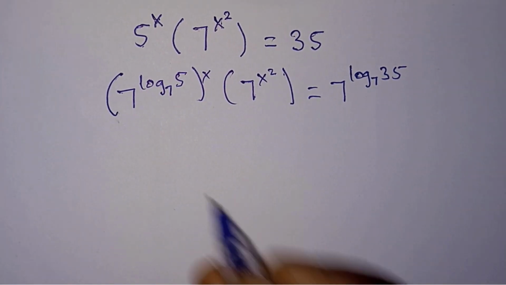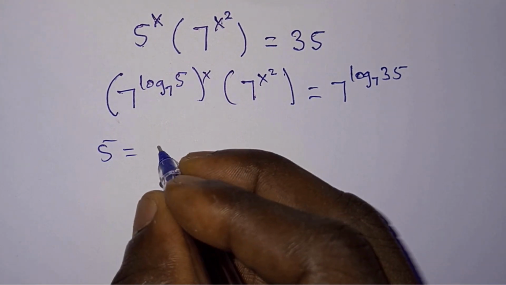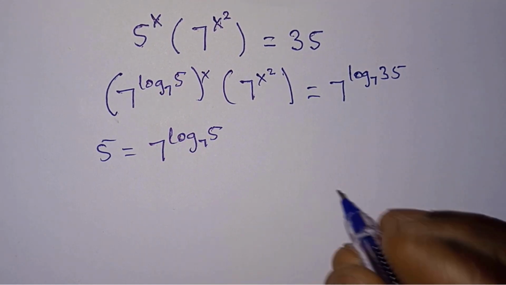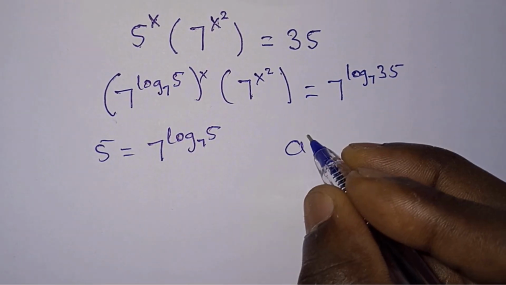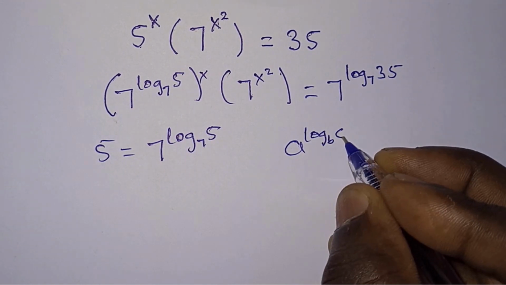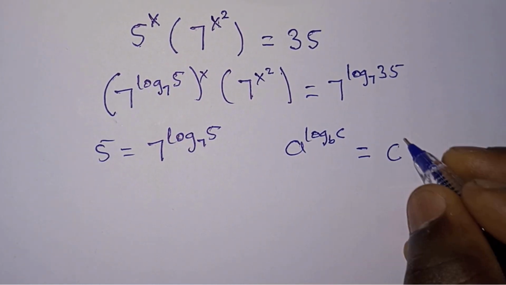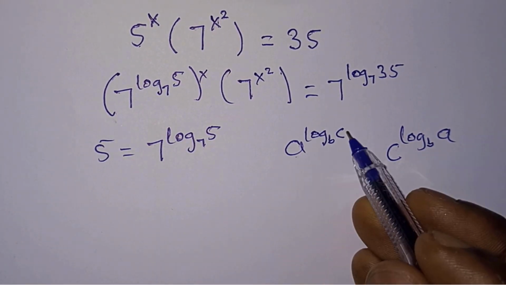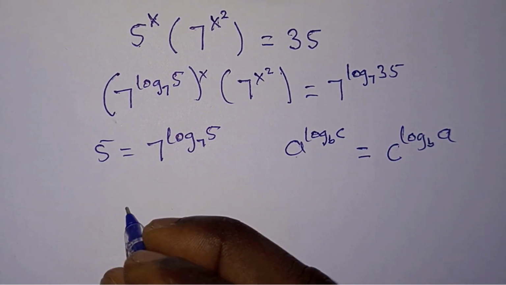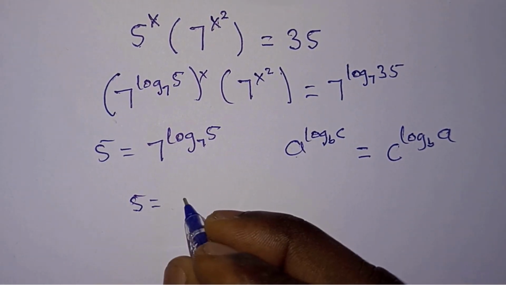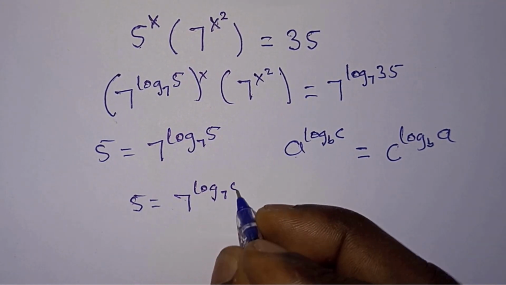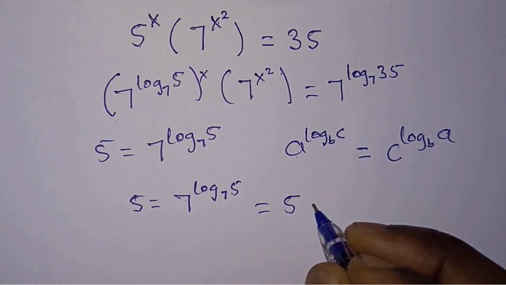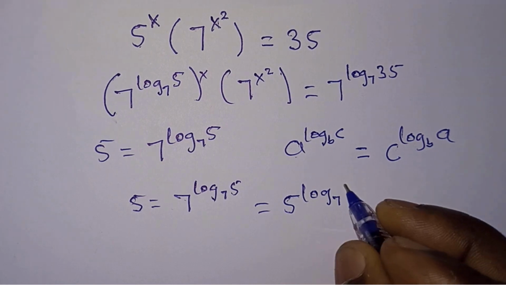Now this is the reason I'm saying that 5 is equal to 7 to the power log in base 7 of 5. There's a rule for that. If you have a to the power log in base b of c, this is the same as c to the power log in base b of a. So it's a matter of interchanging the position of a and b. Therefore, 5 is equal to 7 to the power log in base 7 of 5, which is the same as, I'll just change the position of 5 and 7, 5 to the power log in base 7 of 7.